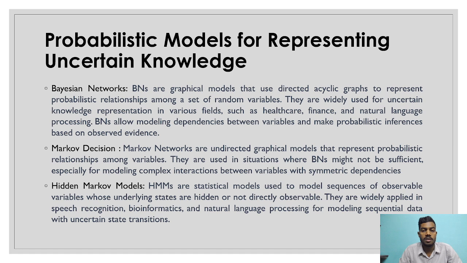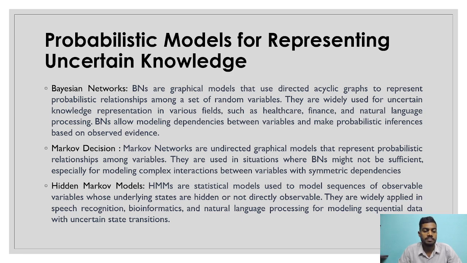Probabilistic models for representing uncertain knowledge. Bayesian networks. Bayesian networks are graphical models that are directed acyclic graphs to represent probabilistic relationships among a set of random variables. They are widely used for uncertain knowledge representation in various fields, such as healthcare, finance, and natural language processing. Bayesian networks allow modeling dependencies between variables and make probabilistic inferences based on observed evidence.